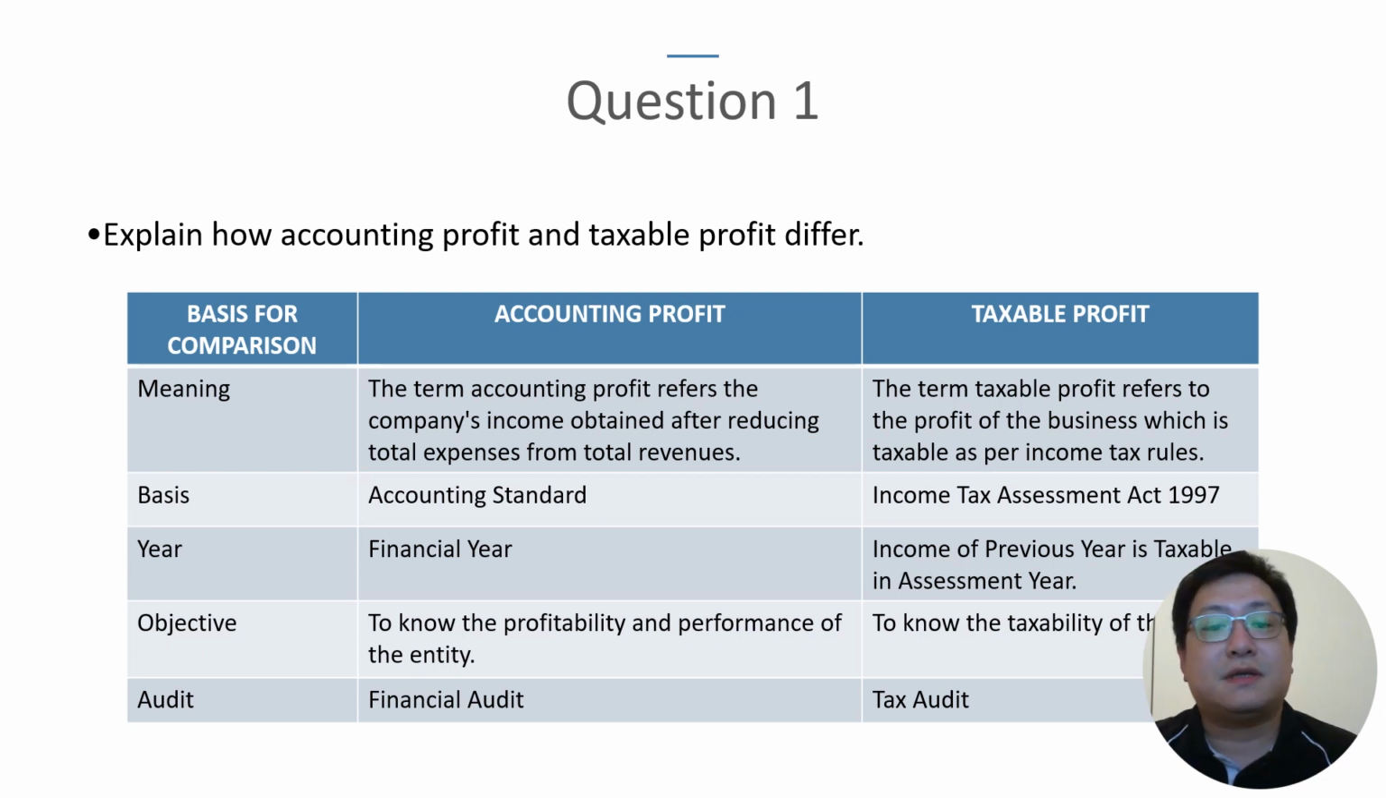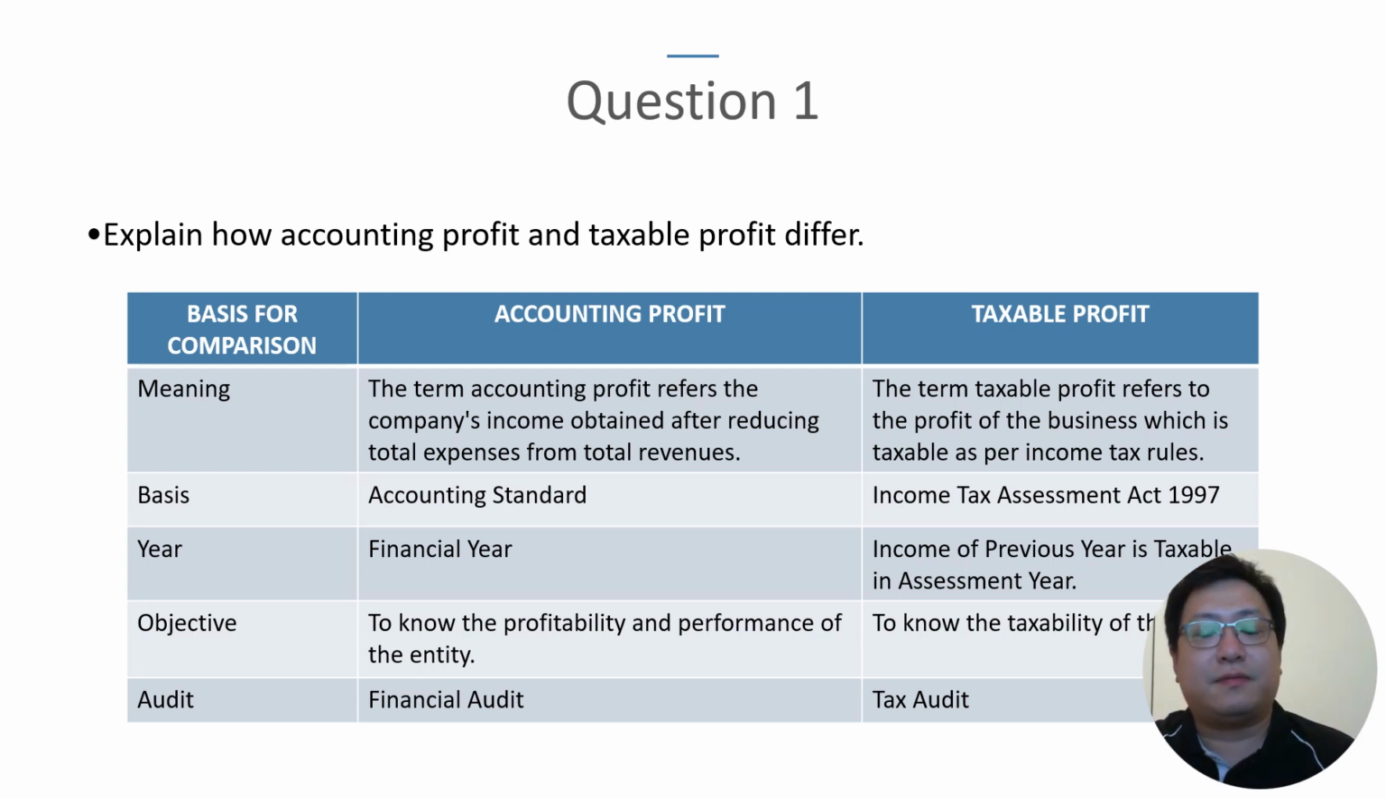Secondly, they are based on different standards. Accounting profit is based on accounting standards, while taxable profit is based on the Income Tax Assessment Act 1997. Thirdly, accounting profit is for a particular financial year, while taxable profit is for the previous year assessed in the assessment year.